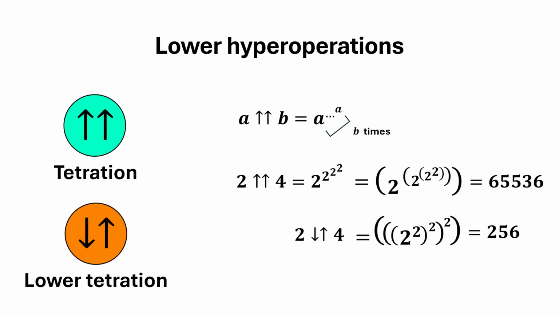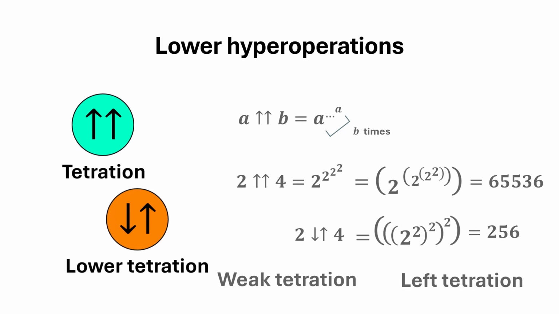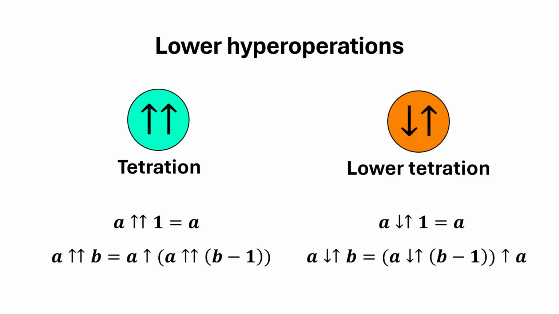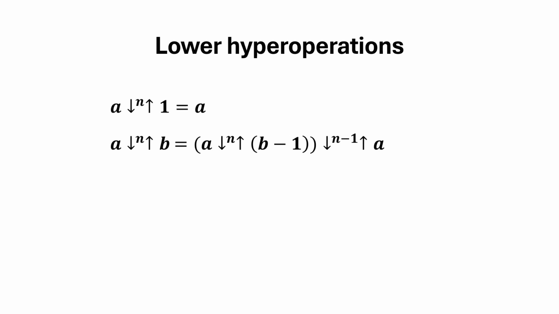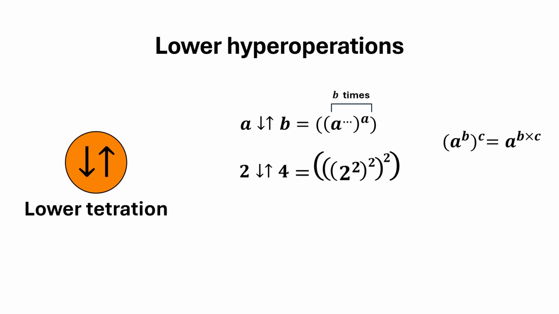This could be considered a brand new operation called lower tetration, or weak tetration, or left tetration, because we do the calculations starting from the left or lower part, and the results are usually much smaller. It can be defined recursively in a slightly different way, just by rearranging the terms in the inductive step expression. It can also be generalized for higher levels such as lower pentation, lower hexation, and so on. If we take a closer look at the definition of lower tetration for natural heights, applying properties of exponents, we can find this closed form.